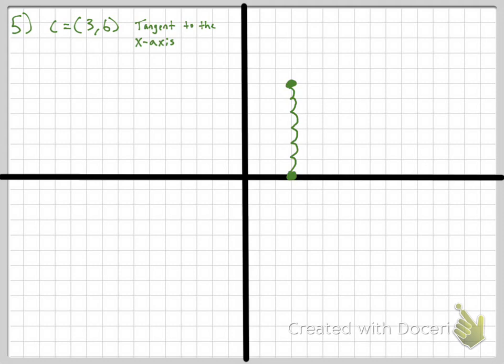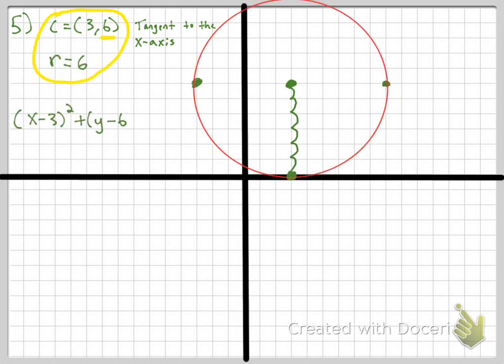You don't have to draw it. It can help to draw it. There's nothing wrong with drawing it. But when you're tangent to the x-axis, it's going to be that y value. And if you're tangent to the y-axis, it's going to be that x value. So, once we have that our radius is 6, we can plug all that into our equation of the circle. And we have our equation of the circle.